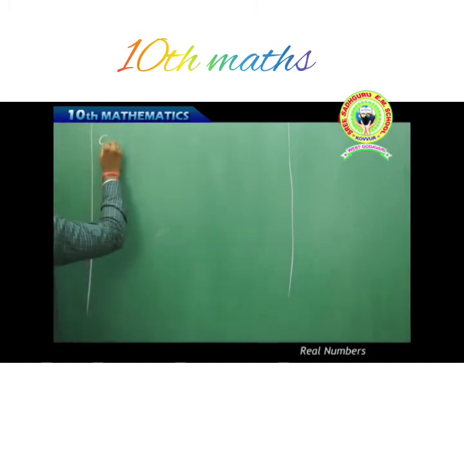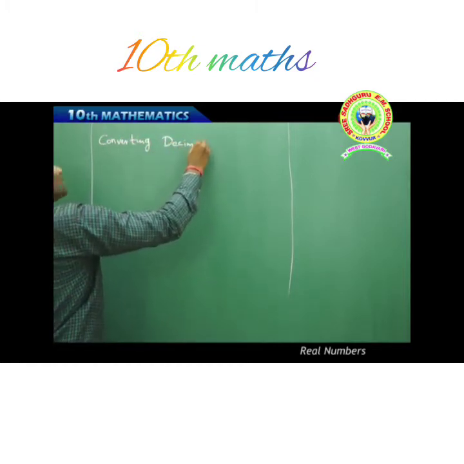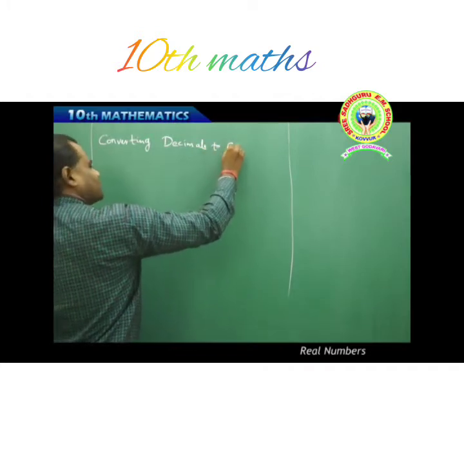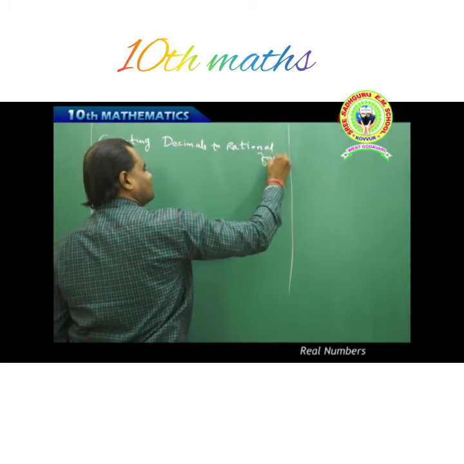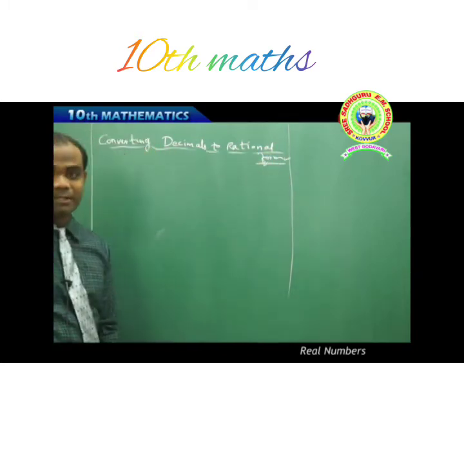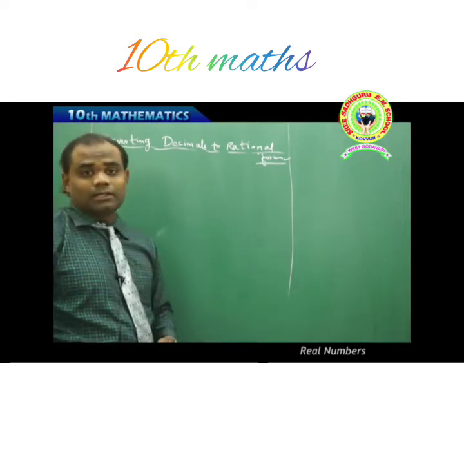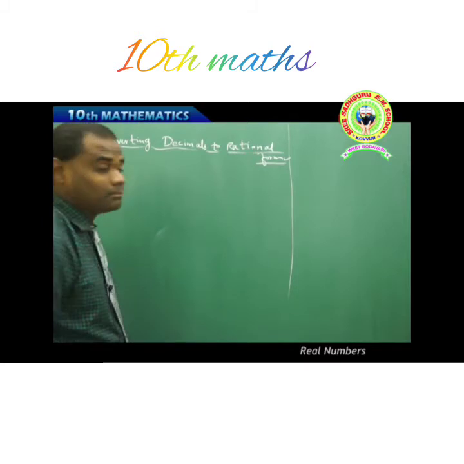Converting decimals to rational form. So let's take an example problem and see how a decimal number can be converted to its respective rational form, a rational number.